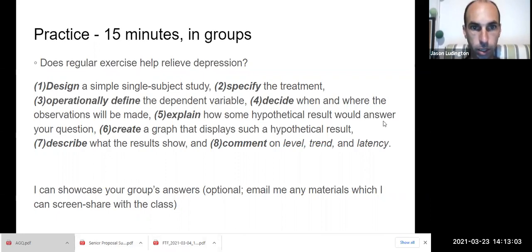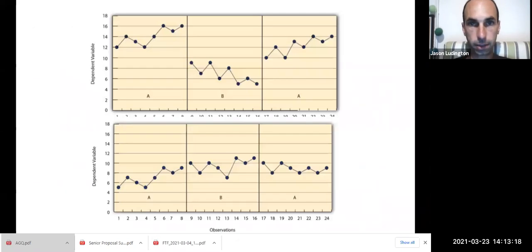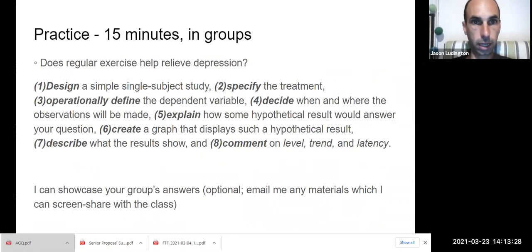describe what the results show, and comment on the level, trend, and latency that you observe in your graph of your hypothetical results. And when I talk about drawing a graph, please use this type of graph right here. In other words, you're designing a hypothetical study using a single subject design, please, using like an ABA design or something like that to answer the question of whether regular exercise helps relieve depression.